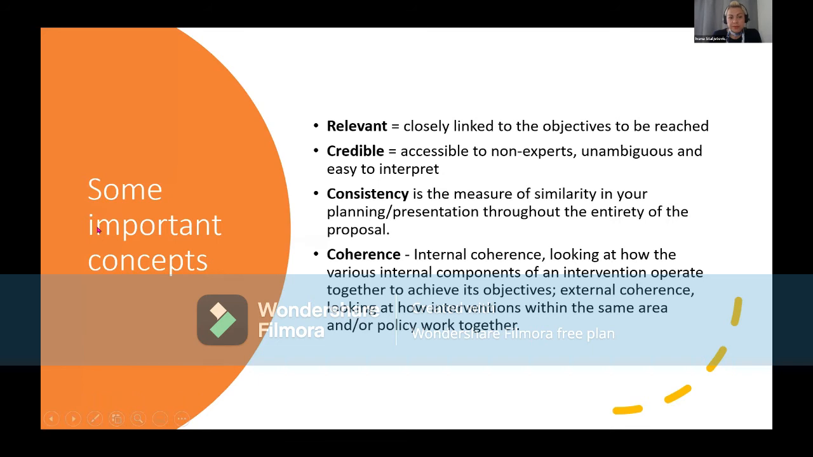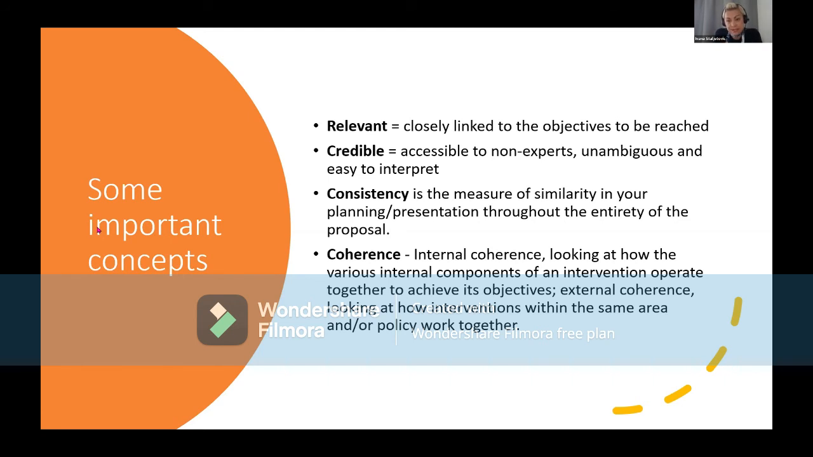These are some important concepts. Basically, we tackled all of these, but just to have it on one page. You need to be relevant for this call. You need to be closely linked to the objectives which need to be reached. You need to be credible. You should try to use language as simple as possible. You should be accessible and understandable to non-experts. You should be unambiguous and easy to interpret.